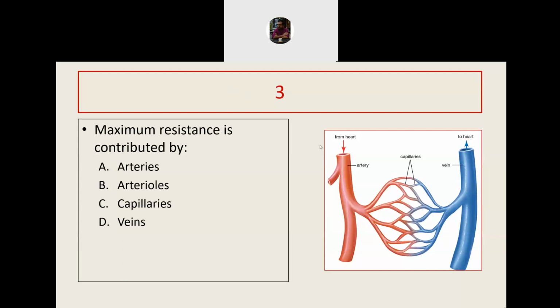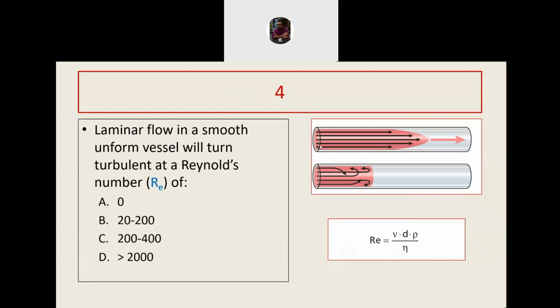Let's move on to the fourth question. The diagram in the inset shows you laminar flow of blood versus turbulent flow. And the formula below is the formula for Reynolds number. So the question is, laminar flow in a smooth, uniform vessel will turn turbulent at a Reynolds number of what? A 0, B 20 to 200, C 200 to 400, and D more than 2000.